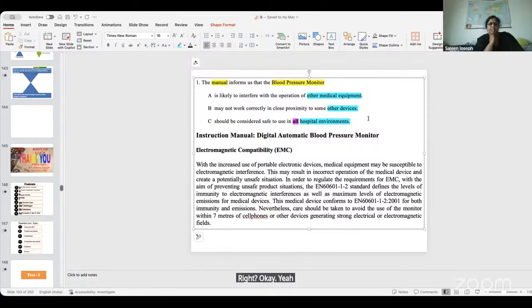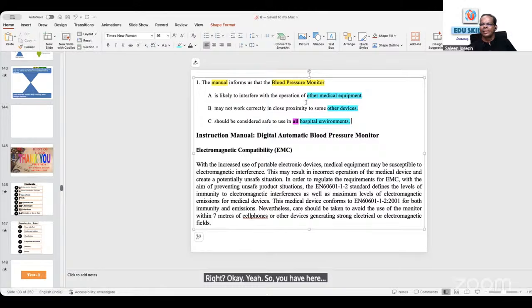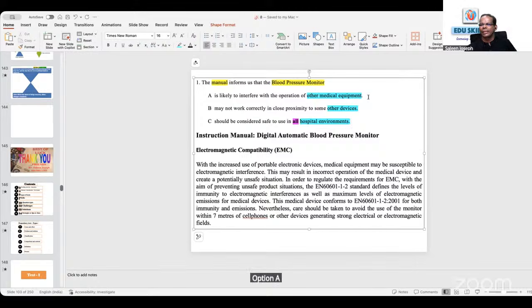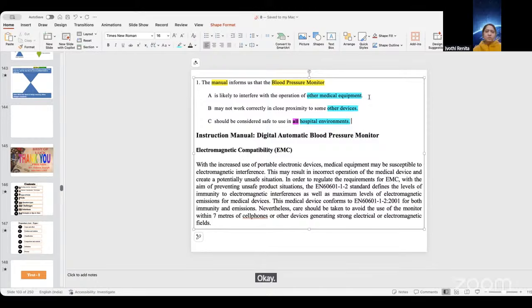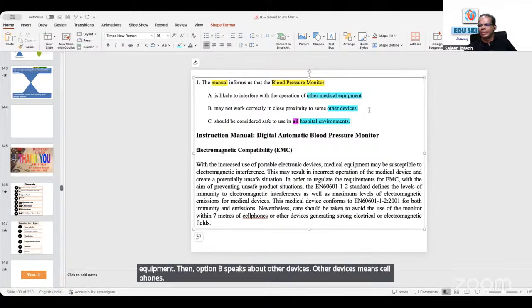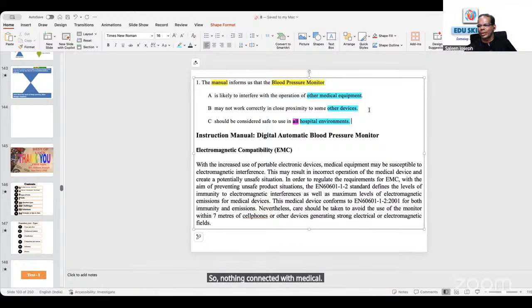So you have here concepts. The main concept in the question stem is blood pressure monitor. Option A, the main concept is other medical equipment. Give me one name of other medical equipment. Pulse oximeter, thermometer, whatever. That is not a blood pressure monitor, other medical equipment. Then option B speaks about other devices. Other devices means cell phones. So nothing connected with the medical, but other devices, whatever comes in there.